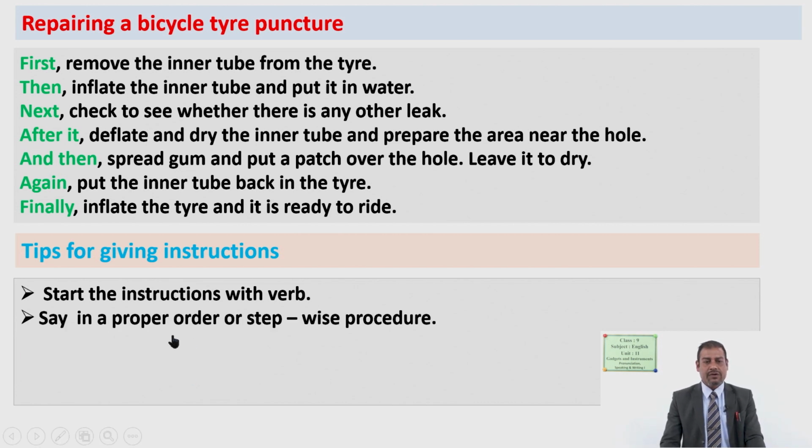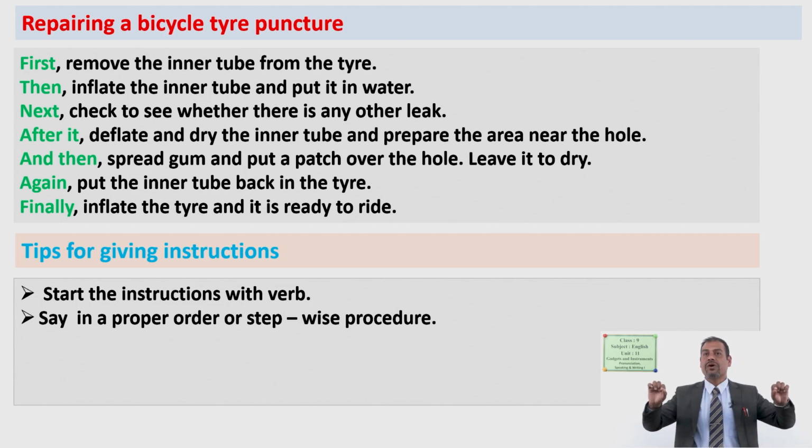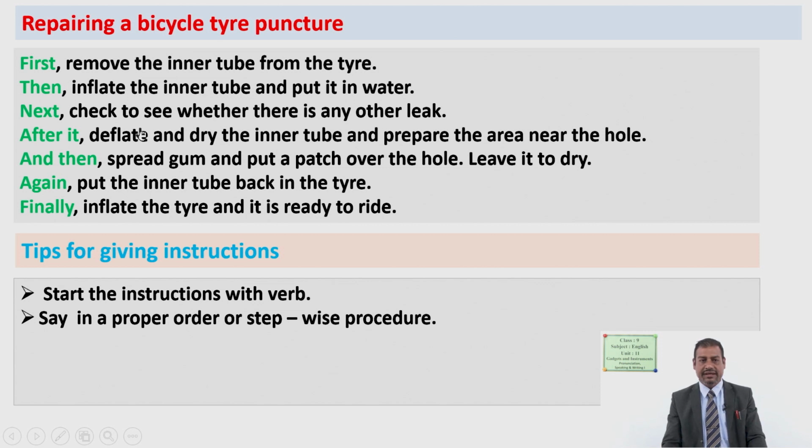Next, say in a proper order or stepwise procedure. Now, what we have to do first, then what, we have to say in a sequential order. We have to tell them in a proper order. Then only we can perform that activity. Okay. See, here also first of all we remove the inner tube. Then we put air in the tube, inflate the inner tube. Okay. Then we check, keeping the tube in the water. So if we don't say in a proper order, then we cannot perform that activity correctly. Is it clear, all of you?